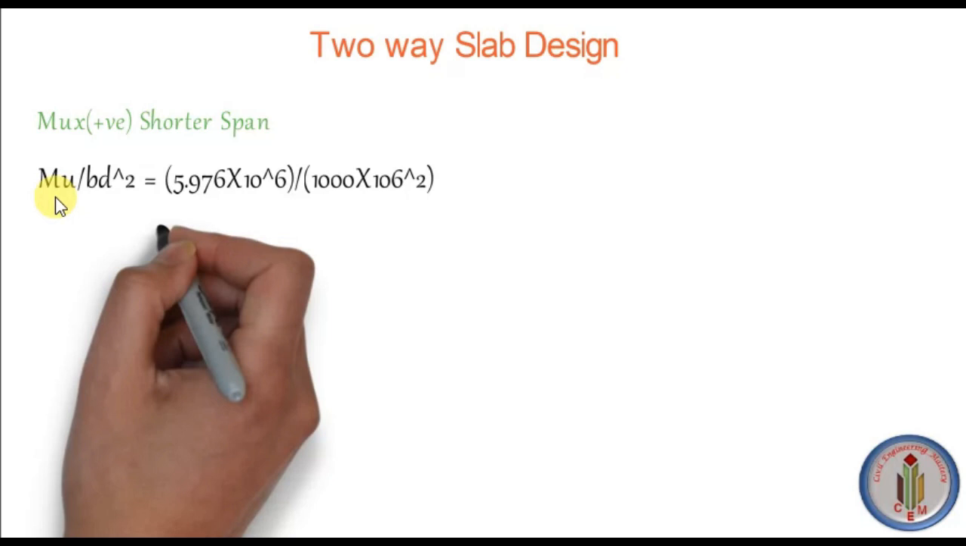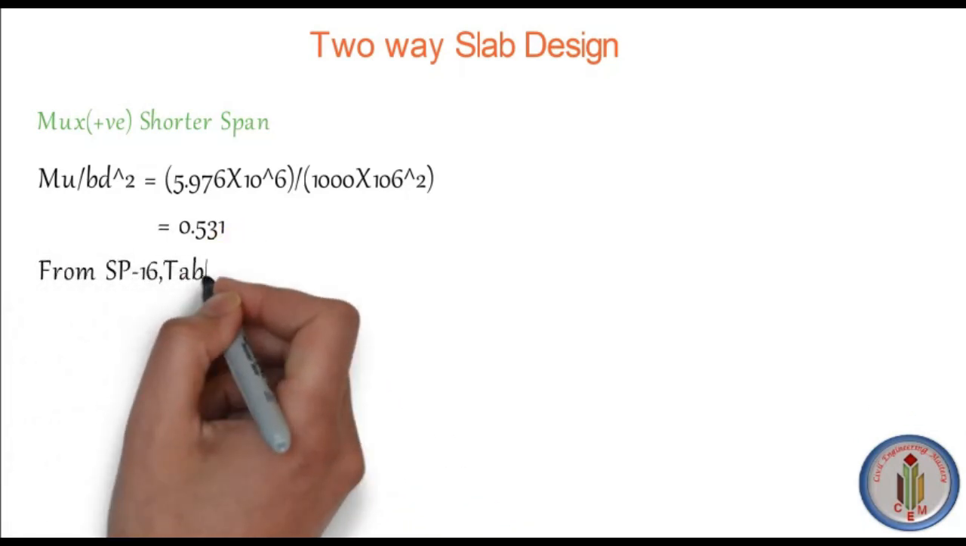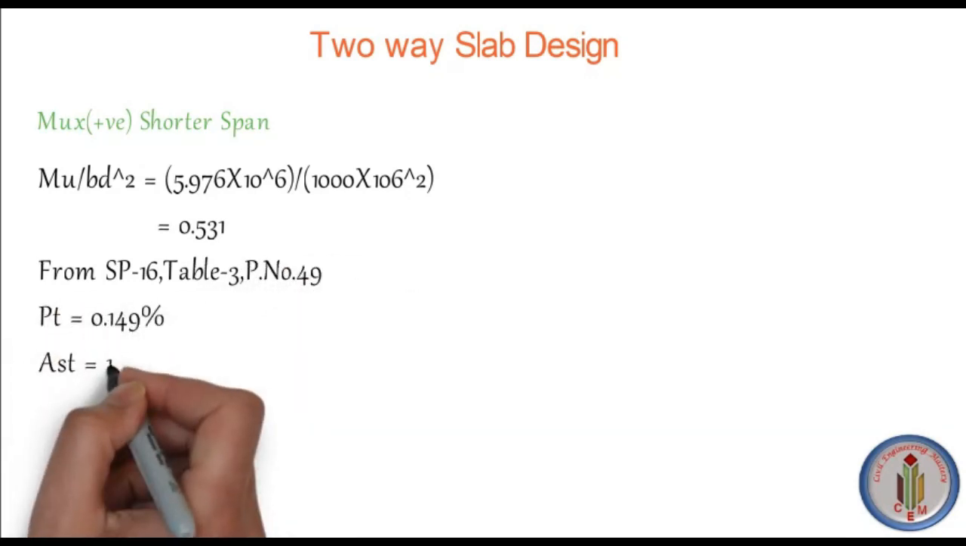So here Mu is the moment, the positive shorter span moment, and b is the width, d is the effective depth. So here we are considering a 1 meter strip. So we are taking the width as 1000 mm and d is the effective depth which we had calculated. So by solving this we get 0.531.